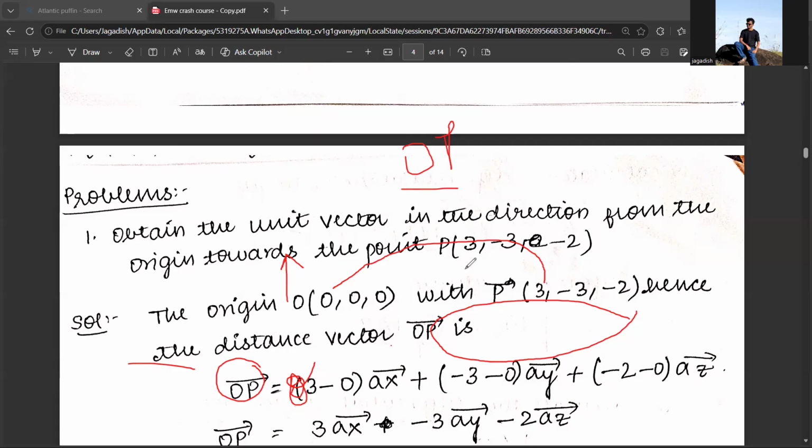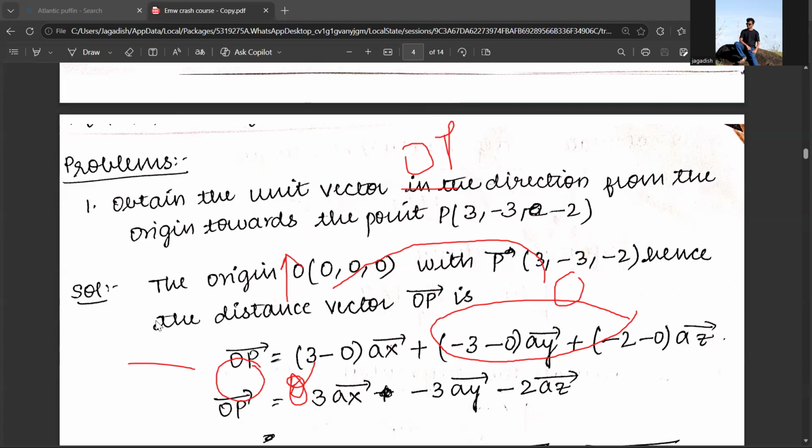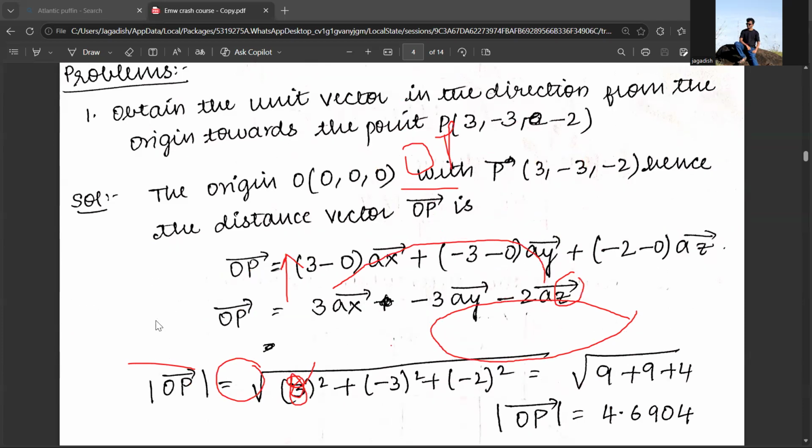So what is 3 minus 0 here? 3 minus 0 in ax direction. With the sign, you have to take minus 3, minus 0, minus 2, minus 0 in az direction. Now if you solve the vector, you will be getting OP as 3ax minus 3ay minus 2az.